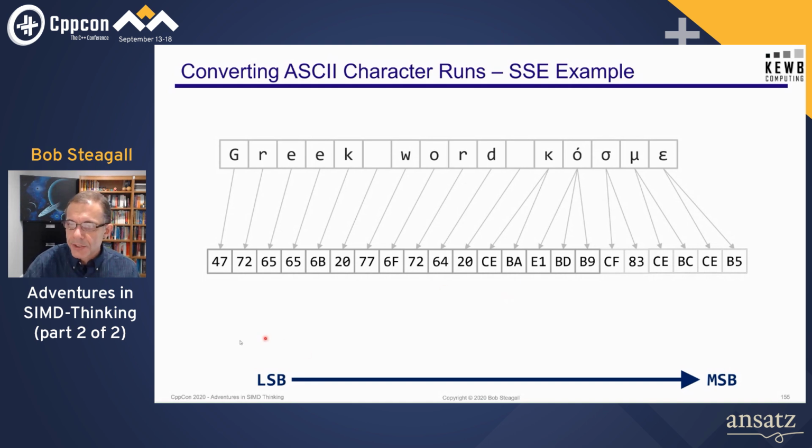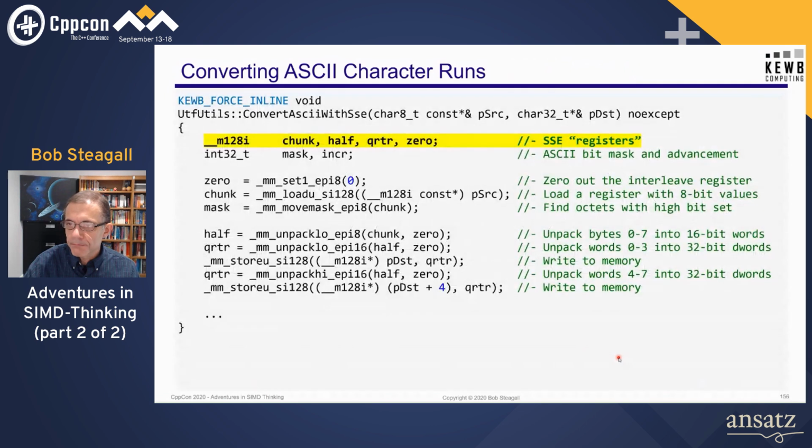So what we're going to do is see if we can snag these first 11 ASCII characters. And as I mentioned before, my convention is least significant byte or bit on the left and most significant byte or bit on the right. So here are some SSE registers, except these are 128 bits and not 512. I've got a couple of variables that I'm going to use to hold some data. One is a bit mask and one measures how far to advance the destination pointer. So the first thing I'm going to do is I have this zero register, which I'm going to use for interleaving data. I'm going to fill that with zeros.